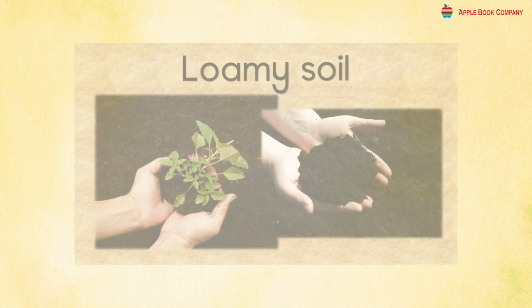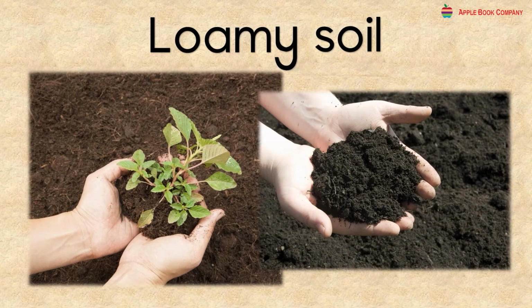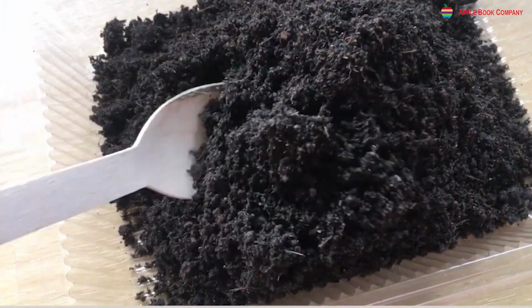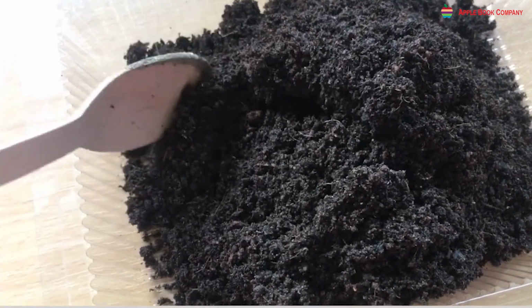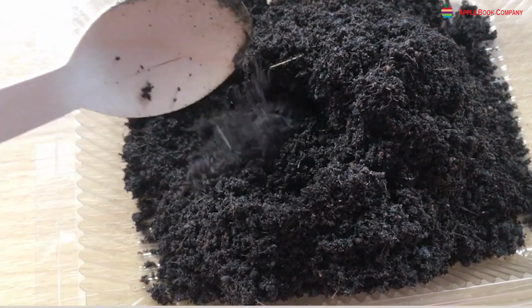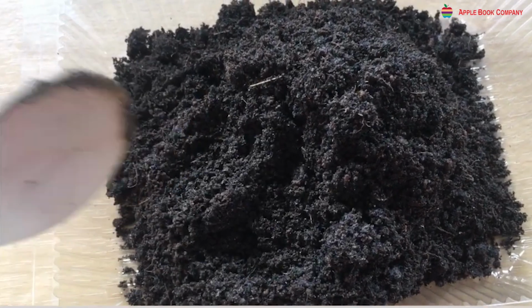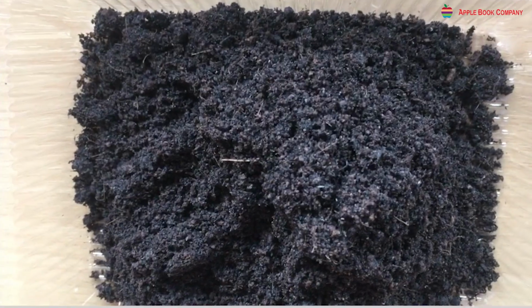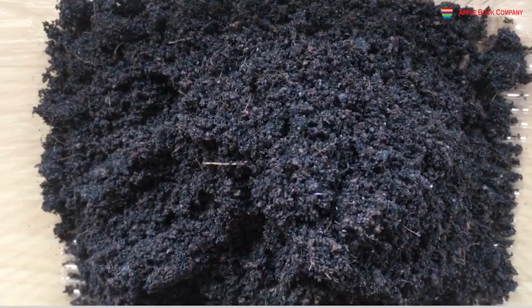Then there is loamy soil. Loamy soil is dark brown in color. It is a mixture of sand and clayey soil. Its particles are smaller than sandy soil. It contains a lot of humus. It holds the right amount of air and water. It is the best type of soil for growing plants. Loamy soil is usually found in forests, gardens, and parks. The pore spaces in loamy soil are smaller than sandy.